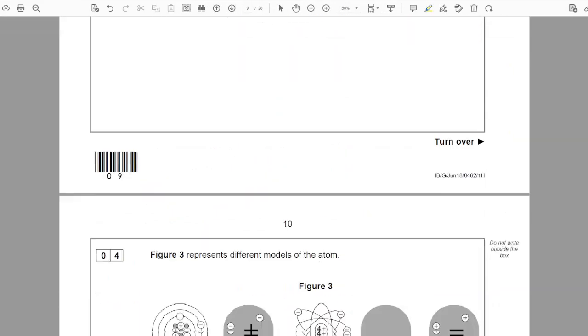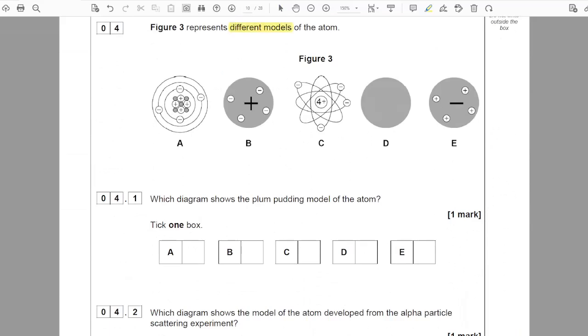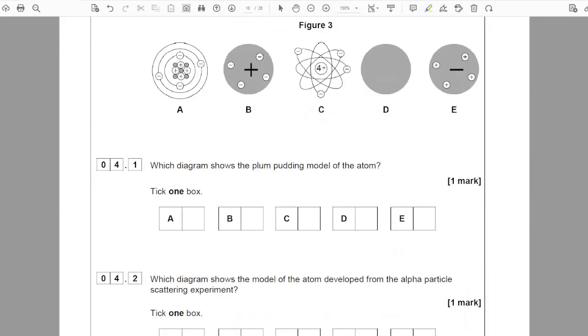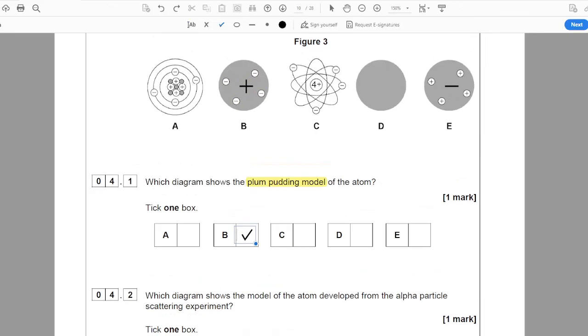Question 4. Figure 3 represents different models of the atom. Which diagram shows the plum pudding model of the atom? The plum pudding model is where you have a ball of positive charge with random negative charges scattered in the atom. And the only one that shows this is option B.